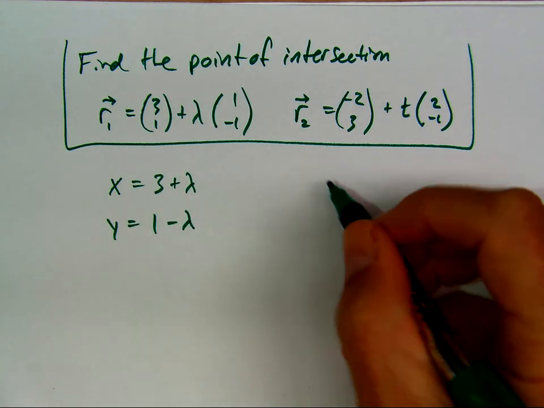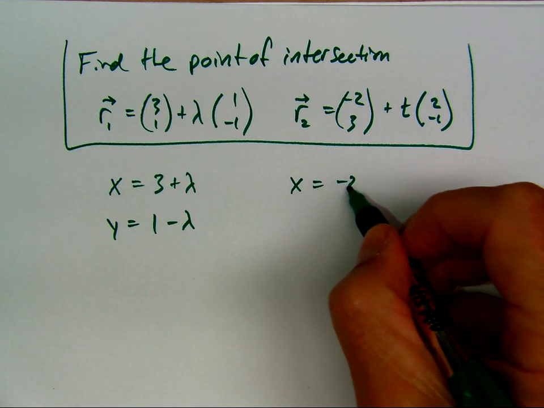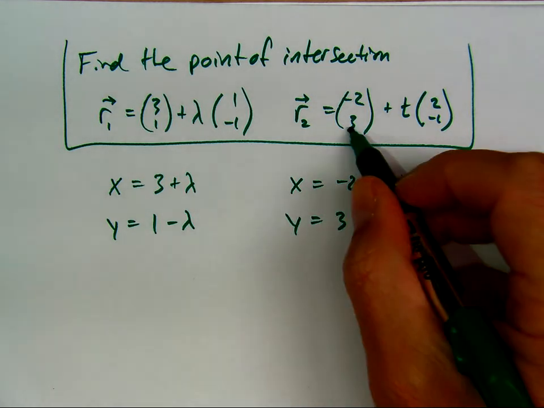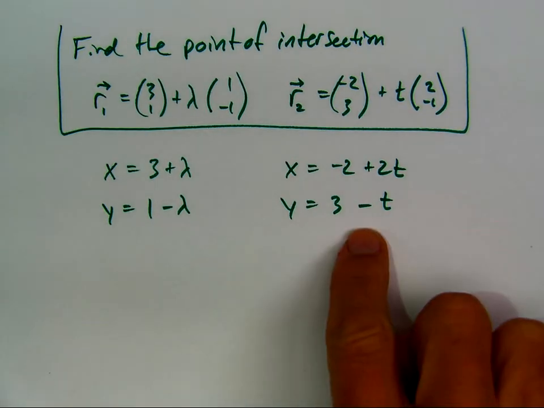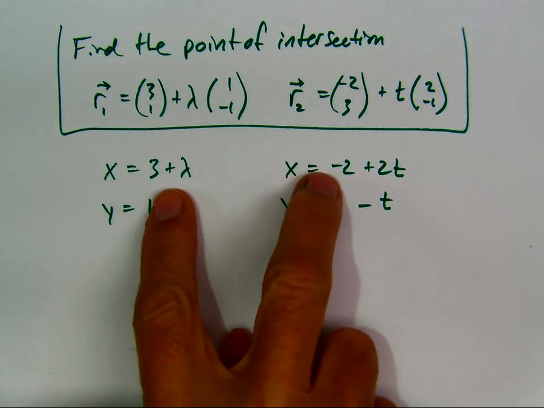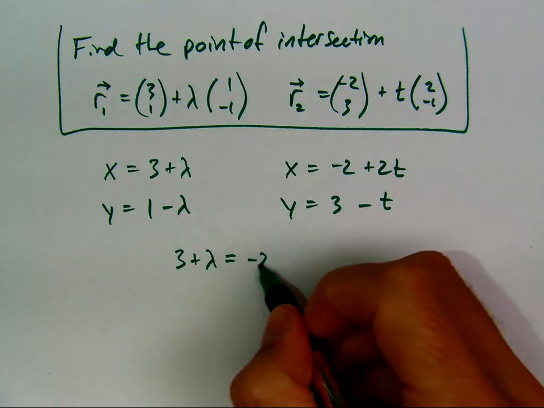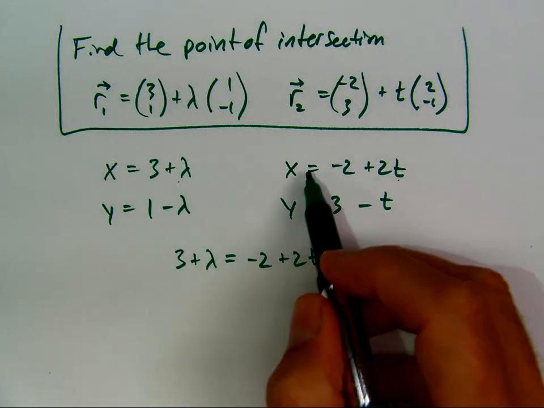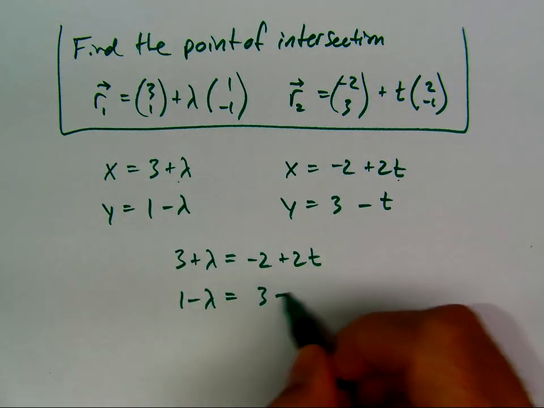Here we have x equals -2 plus 2t, and y equals 3 minus t. This is equal to x, and this is equal to x, and these are y, so that means these are equal, and these are equal. 3 plus lambda is equal to -2 plus 2t. This is equal to that because they both equal x. This 1 minus lambda is equal to that because they both equal y.